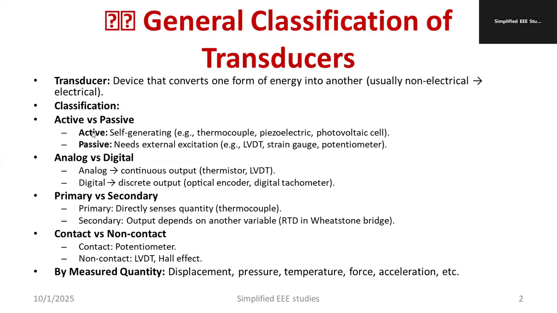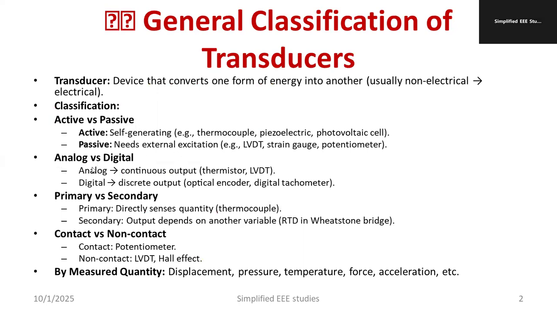Classification: basically active and passive transducers. An active transducer is nothing but self-generating. Examples: thermocouple, piezoelectric transducer, photovoltaic cell, etc. A passive transducer is one which needs external excitation to operate. For example, linear variable differential transformer, strain gauge, potentiometer, etc. So this is very important. You may get some questions from active and passive transducers.